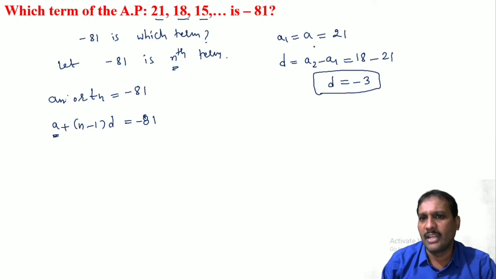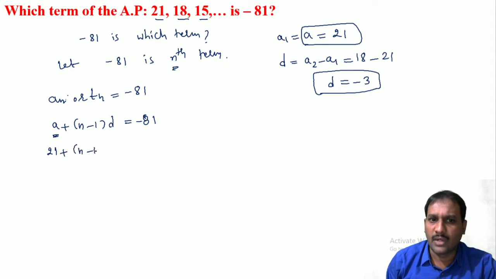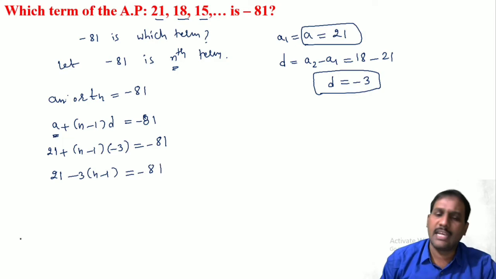So this is the d value, and here we have the a value. Substitute in this: a + (n - 1)d = -81, where d is -3. So 21 + (n - 1)(-3) = -81. So now here you will have 21 minus 3 into (n - 1), that is, -(n - 1) into 3, which is -3 into (n - 1), is equal to -81.